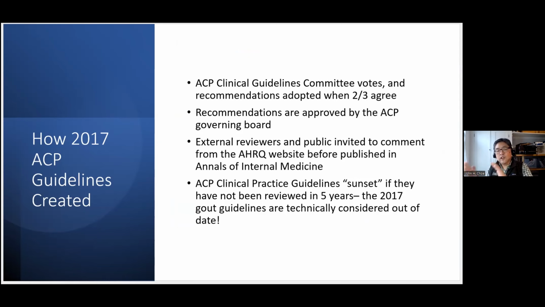That recommendation then goes to the ACP governing board for approval. They post it on a public website, and they invite public comment, and then they finally, based on that, publish it in the Annals of Internal Medicine.